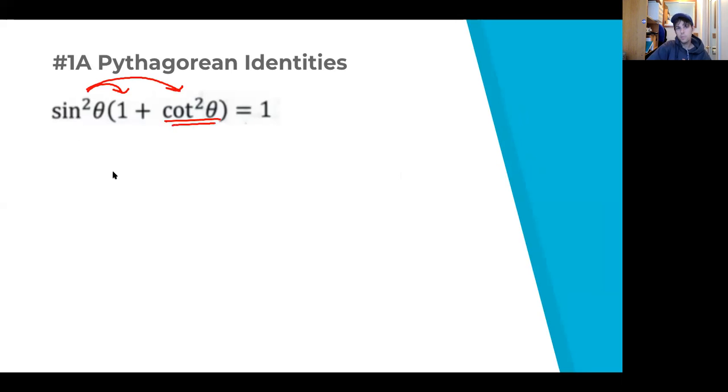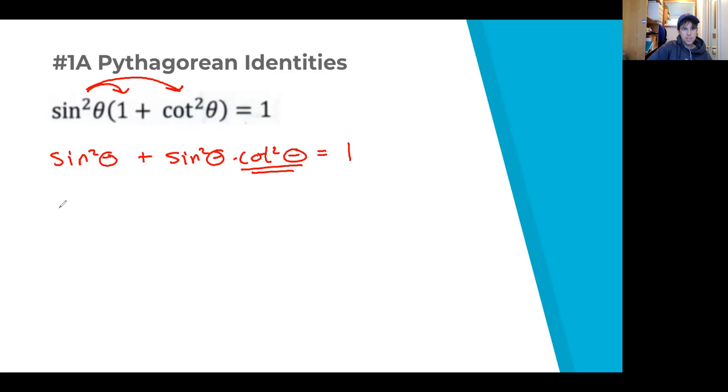Let's first write this in terms of sine and cosine. It doesn't really matter when I do it. I'm going to go ahead and distribute first. So it ends up being sine squared plus sine squared times cotangent squared equals 1. Let's go ahead and rewrite cotangent. Cotangent is cosine over sine. So I end up with sine squared plus sine squared times cosine squared over sine squared.